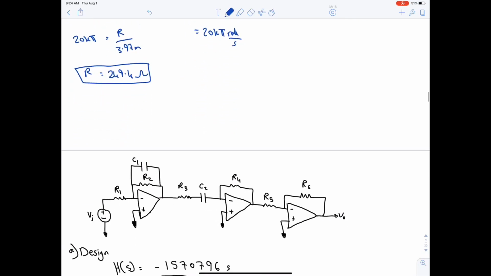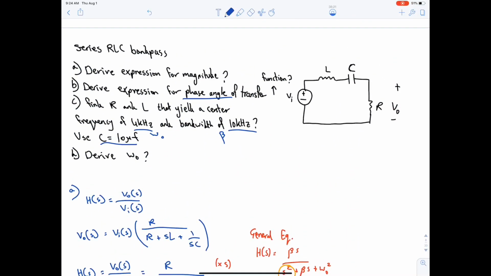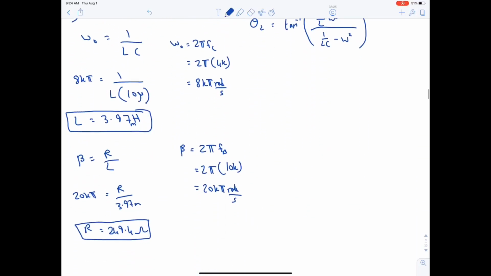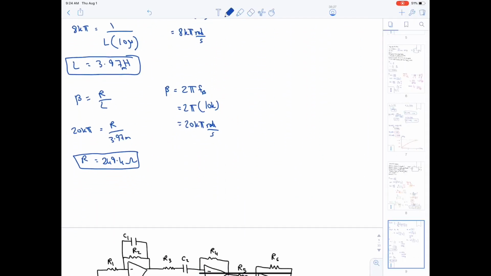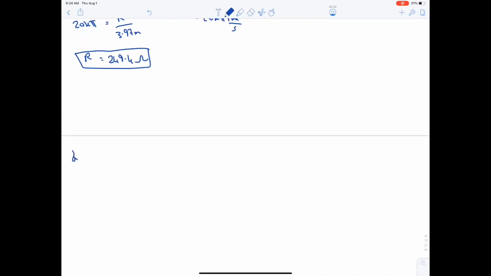Next question. No, or is there part D? Yes, there's part D. Derive omega naught. We need to derive omega naught. Okay. Let's add another paper, part D. We need to derive omega naught. First of all, where do we get omega naught from?